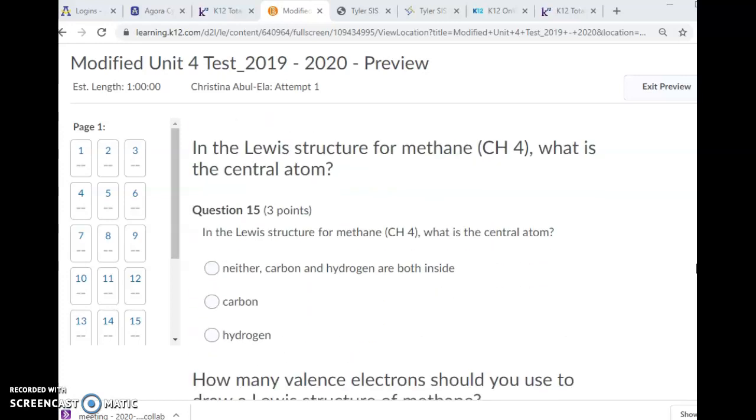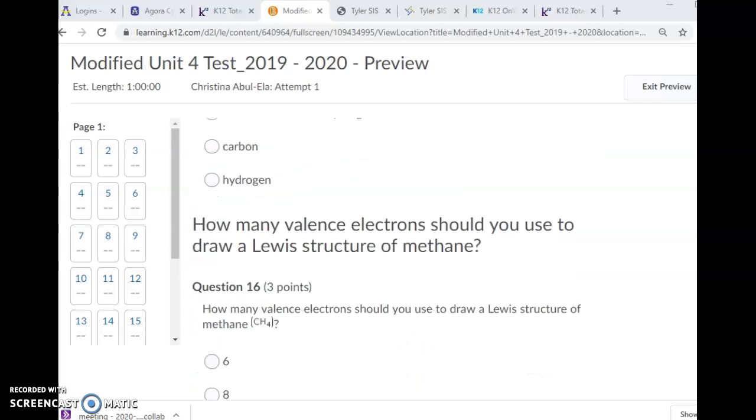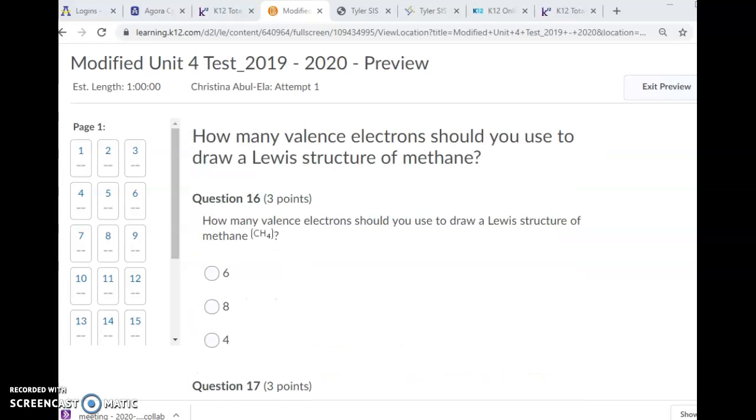Question 15. In the Lewis structure for methane, what is the central atom? Neither carbon or hydrogen, they're both inside. Carbon, hydrogen. Question 16. How many valence electrons should you use to draw a Lewis structure of methane, CH4? 6, 8, 4.